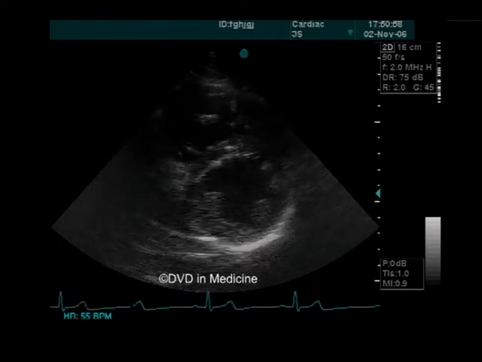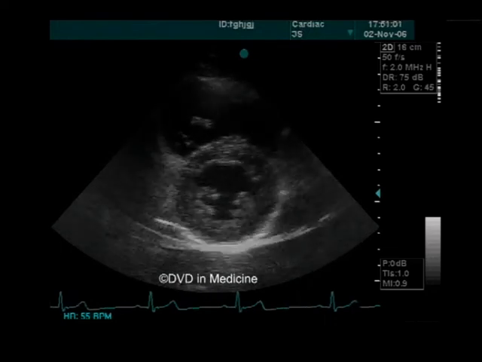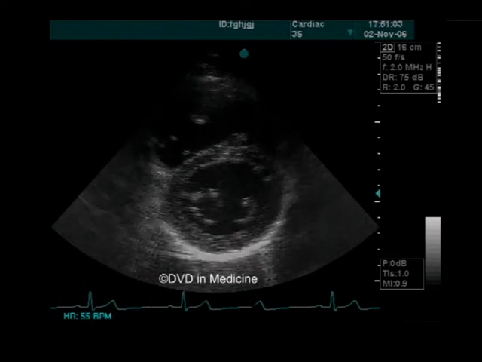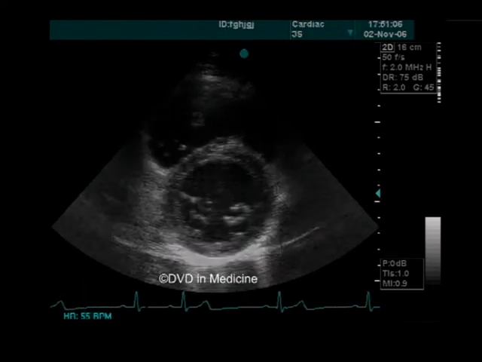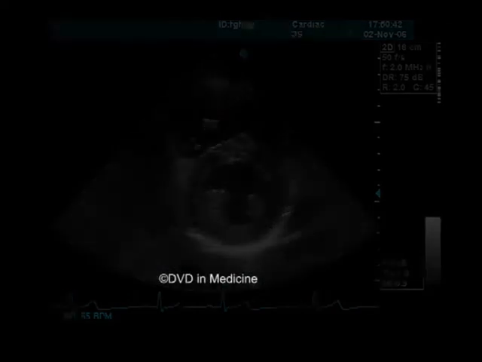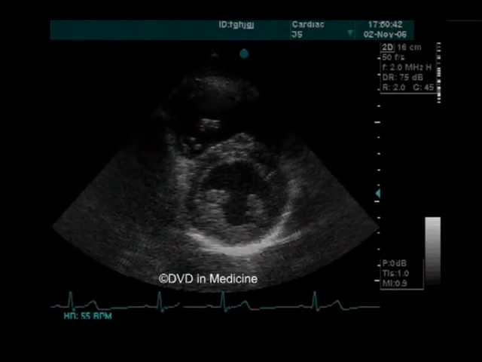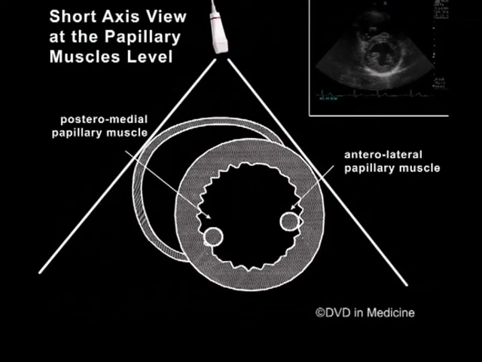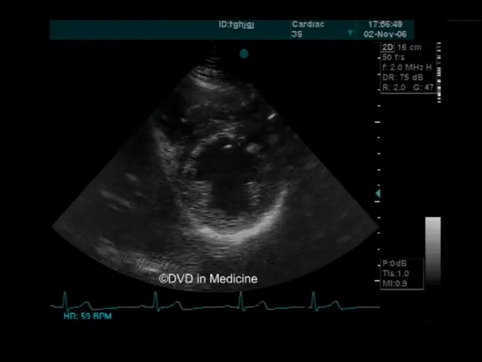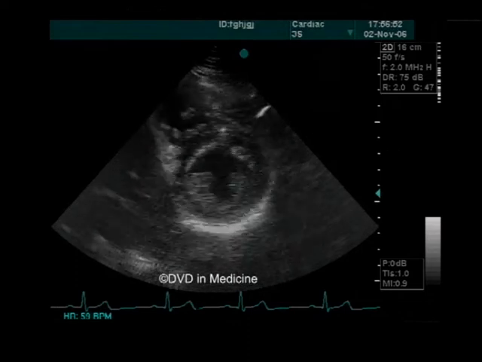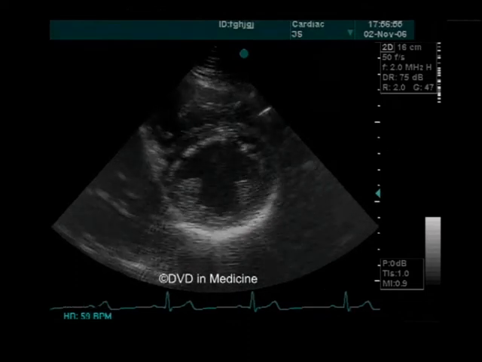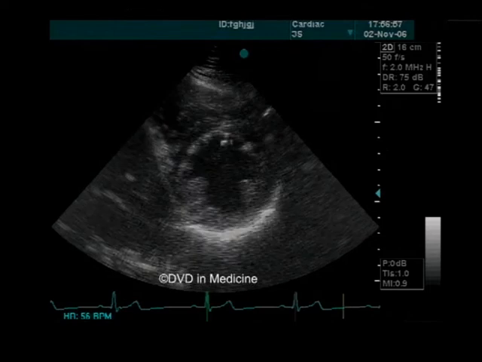If the transducer is perpendicular to the anterior thoracic wall and the scanning plane is perpendicular to the long axis of the left ventricle, one will obtain the parasternal short axis view at the papillary muscles level. One can see papillary muscles as two round echogenic masses that are situated near the left ventricular wall. Different patients have different positions of papillary muscles. One of the papillary muscles is posteromedial and the other anterolateral.